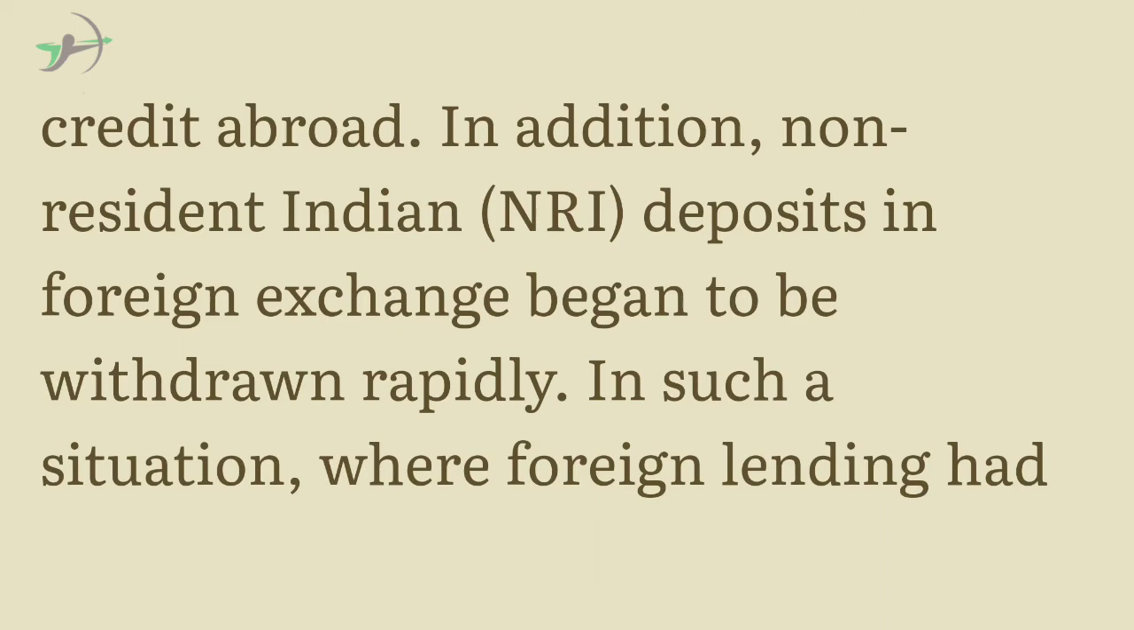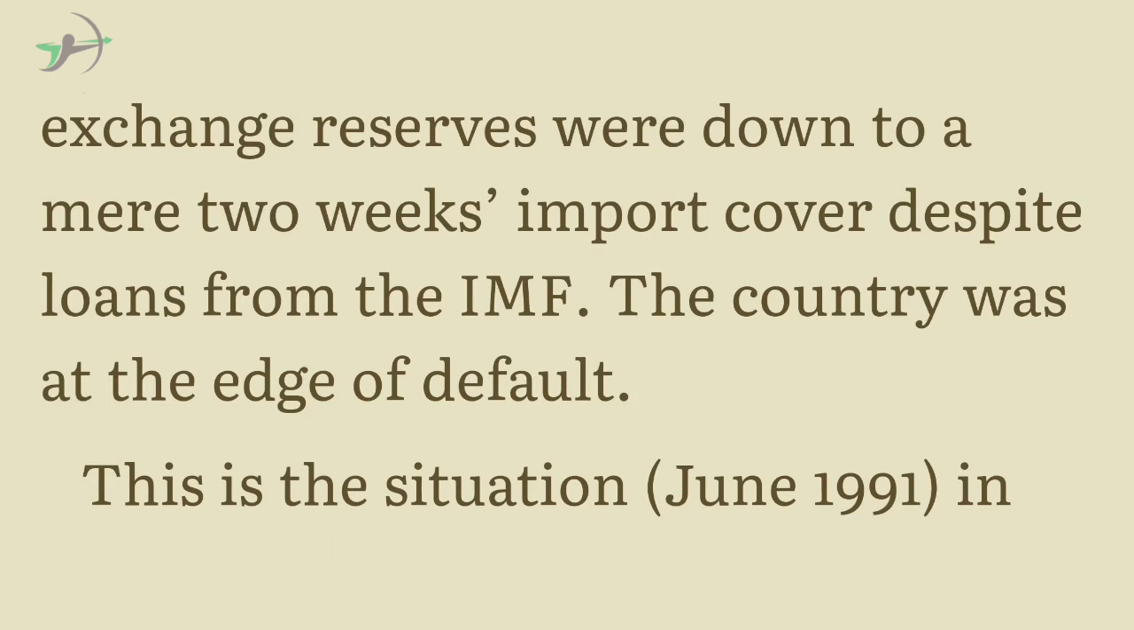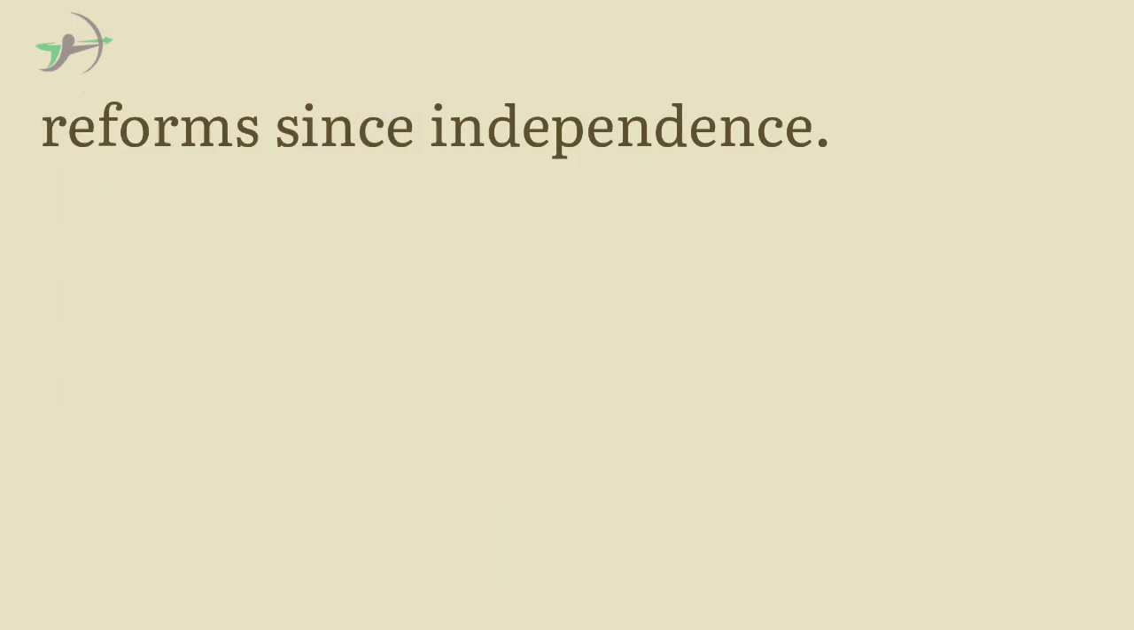In such a situation, where foreign lending had virtually dried up, the government was forced to sell 20 tons of gold to the Union Bank of Switzerland in March 1991 to tide over its immediate transactions. By July 1991, foreign exchange reserves were down to a mere 2 weeks import cover despite loans from the IMF. The country was at the edge of default. This is the situation, June 1991, in which the minority Congress government of Narasimha Rao took over power and with Manmohan Singh as finance minister attempted one of the most important economic reforms since independence.